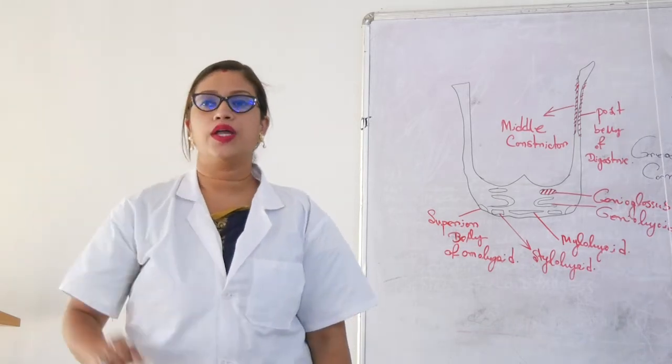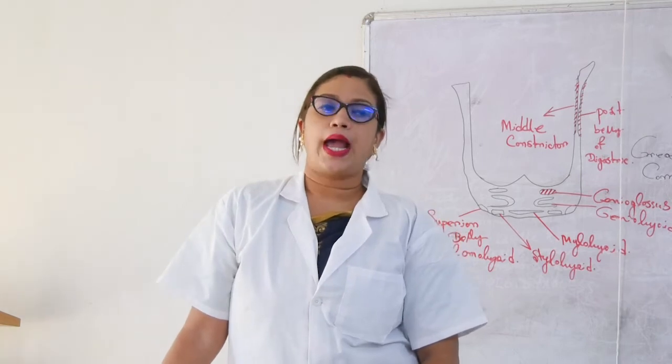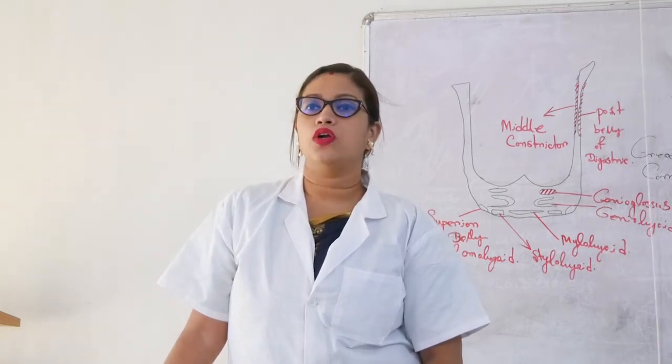So write it down. First one: hyoid bone fracture happens at the greater cornu.